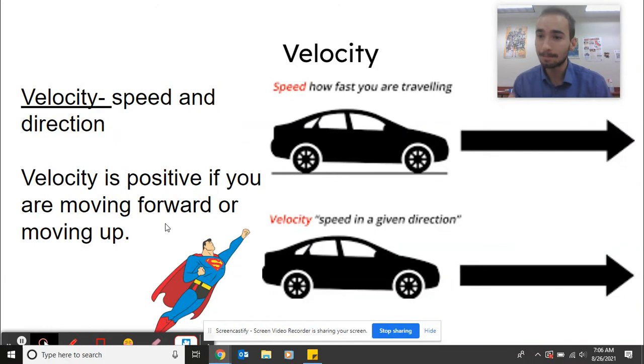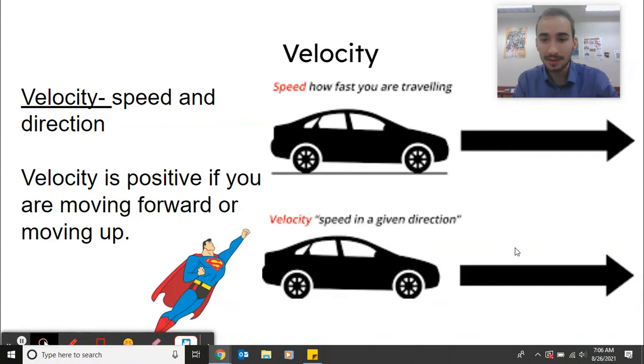And velocity, the convention in physics is that velocity is positive if you're going forward or if you're going up. Those are the two ways velocity can be positive. And since velocity is direction, velocity can also be negative.